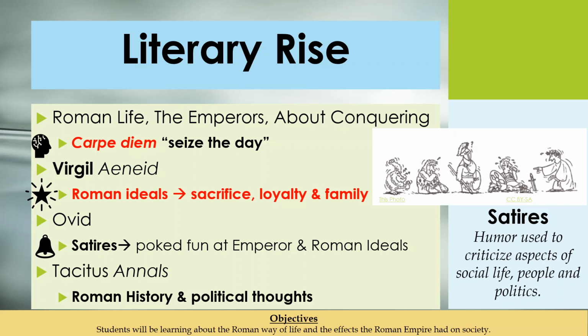You had Virgil, who wrote the Aeneid, which was a book of Roman epics similar to the Odyssey and Iliad. He wanted to encompass that way of life, and it specifically talked about Roman ideals such as sacrifice, loyalty, and family. On the other hand, you had Ovid, who created satires, which were humor-based plays poking fun at and criticizing aspects of Roman life, people, and politics. He would often poke fun at the emperor and Roman ideals, which got him a lot of criticism.